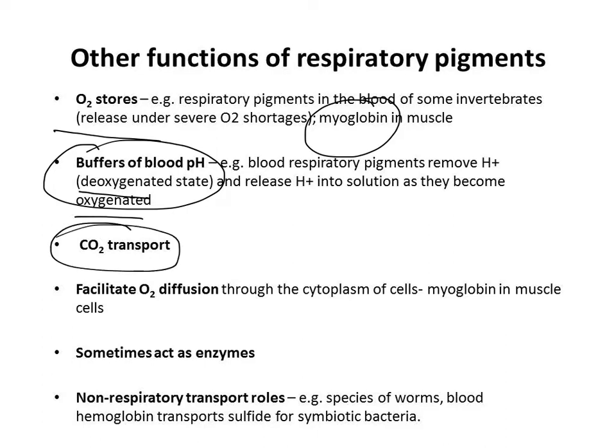They also are important in transporting CO2, which helps us ultimately remove CO2 waste from tissues out of the body through the lungs. They've also been found to be important in facilitating oxygen diffusion through the cytoplasm. This is a role of myoglobin, and other roles as well, such as enzymatic activity, and also some different types of roles depending on different organisms, such as animals that live in thermal vents. The respiratory pigments have evolved to bind to something other than oxygen and help carry something like sulfides for the symbiotic bacteria that live in those animals. So ultimately, these respiratory pigments not only have one function, but have evolved to have many types of functions for different types of animals, and it just depends on the type of respiratory pigment as well as the animal in which that respiratory pigment occurs.